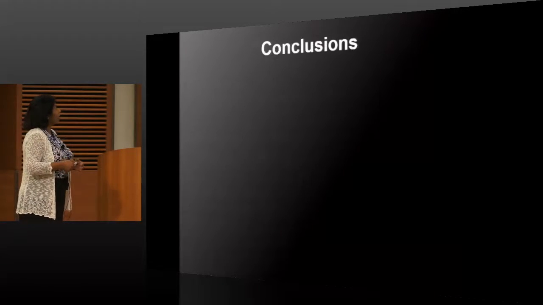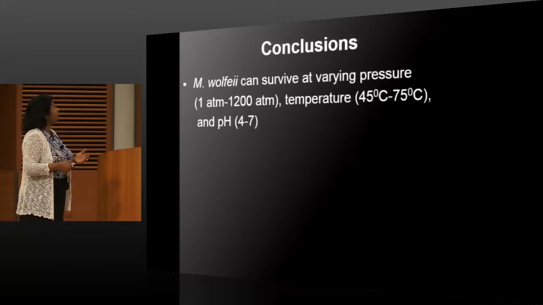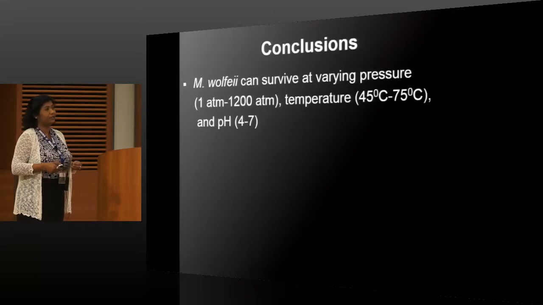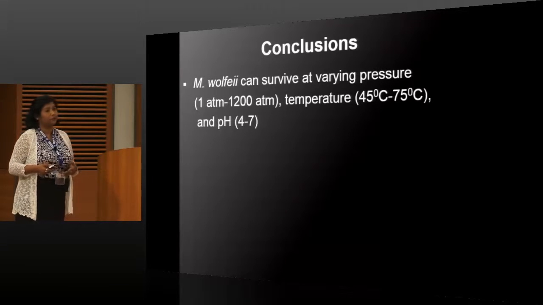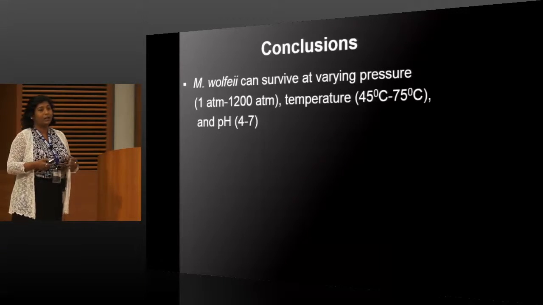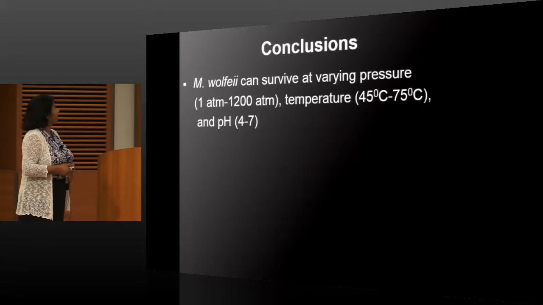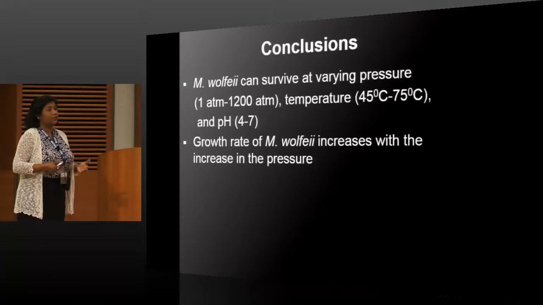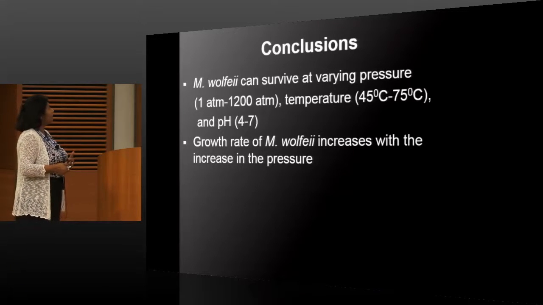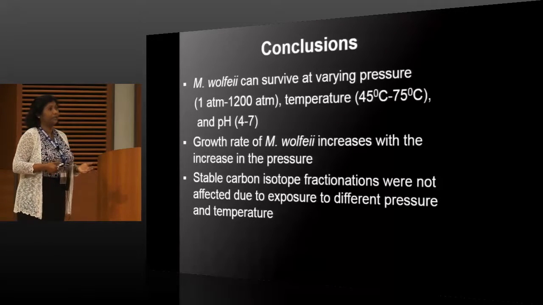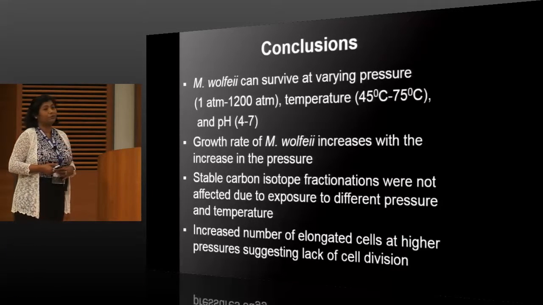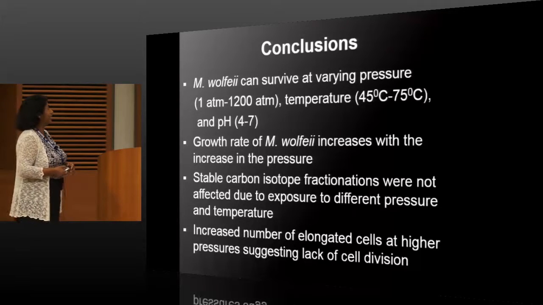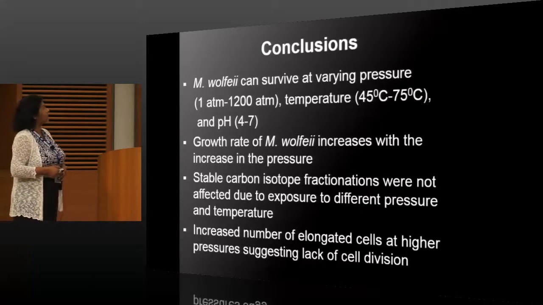So in conclusion, we can say that Ulfii can tolerate pressure up to 1200 atmospheres, temperature up to 75 degrees centigrade, and low pH up to 4. And their growth rate increases with the increase in pressure, and temperature and pressure did not affect their carbon isotopic data. And at high pressure, we found an increased number of elongated cells, suggesting lack of cell division.